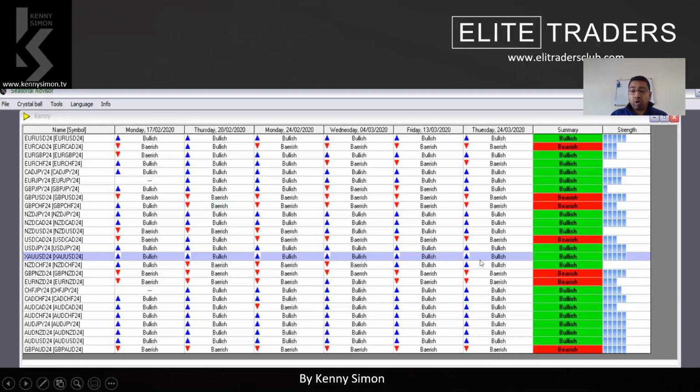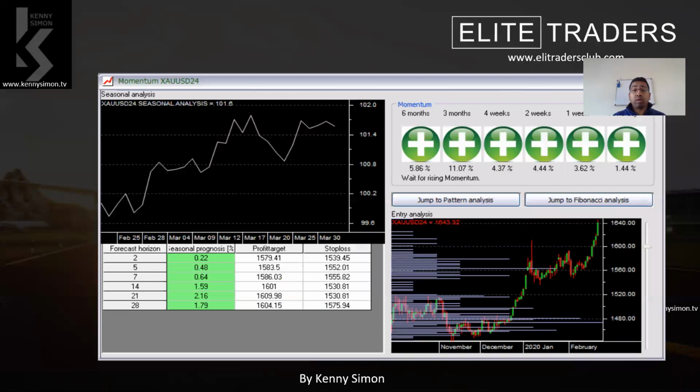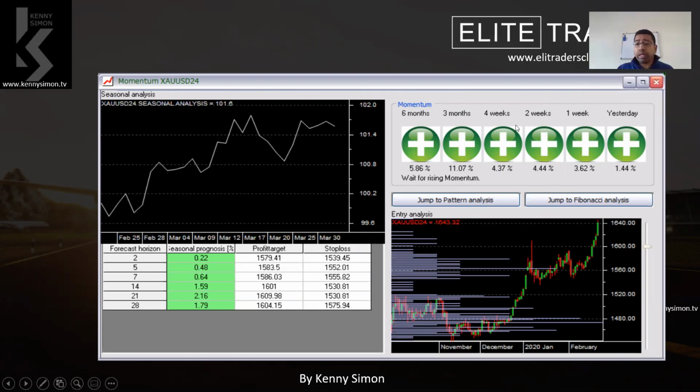So we have got it signaling bullish all the way through, and we've got a reasonably high number of bars as well, which basically indicates to us that we've got a clear sort of trend for the gold. And if we want to go into it deeper, we click onto it, and then we have got a seasonal analysis, like a pattern analysis right here. And if I want to go deeper into it, of course, I can look into these momentum readings here, from 6 months, 4 weeks, 2 weeks, and all that. And yesterday's, look at the rising momentum right here, which basically means that we've got participation of buyers into it.